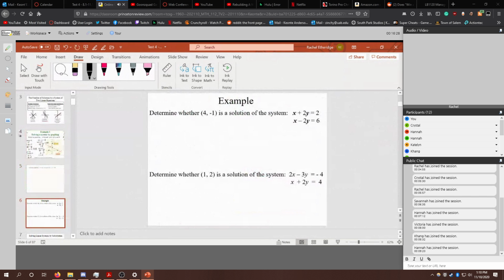Determine whether (4, -1) is a solution of the system. So if this is x and this is y, then I'm just going to plug that into each one of these equations and see if it gives me true.